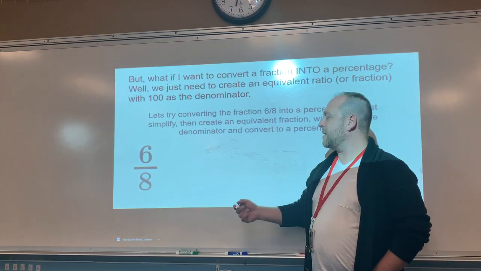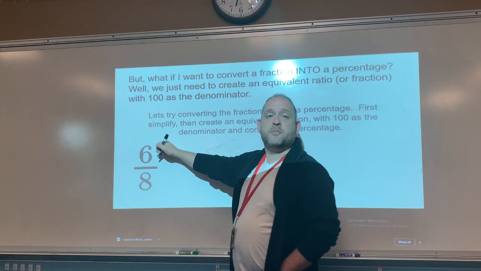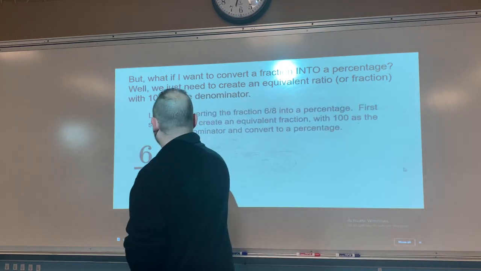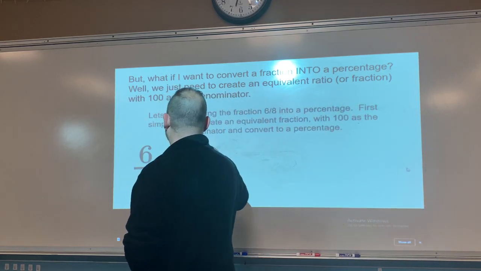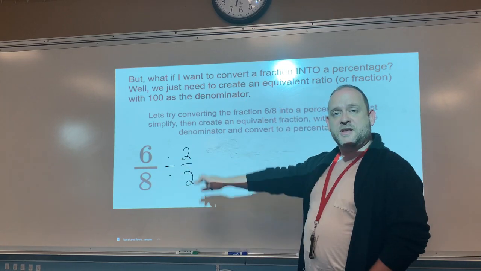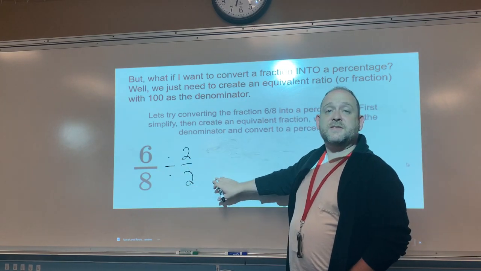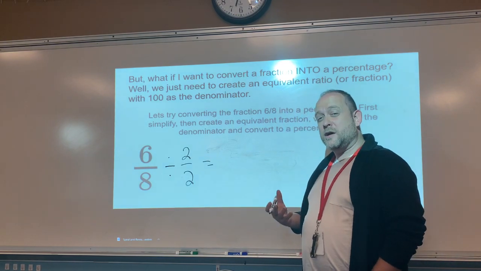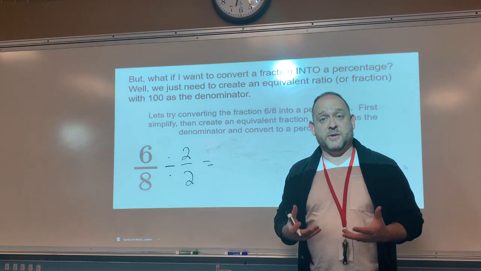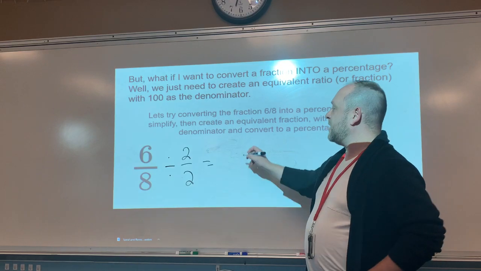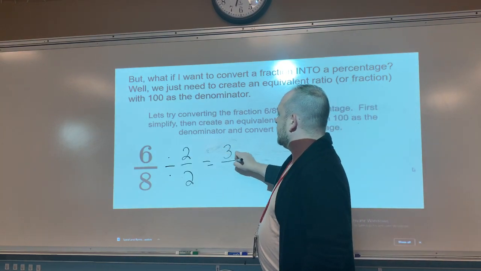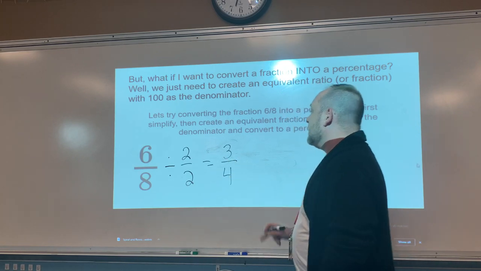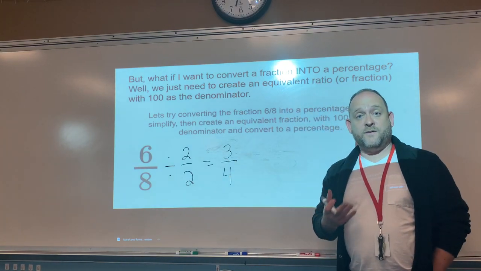So we have 6 divided by 8. These are both even numbers, so I know I can divide by 2. So we're going to divide 6 and 8 by 2. Again, we'll divide the top and the bottom by the same thing, because this is like dividing by the number 1. It doesn't change my actual value, even though my number is going to look a little bit different. So 6 divided by 2 is 3, and 8 divided by 2 is 4. So I have the number 3/4.